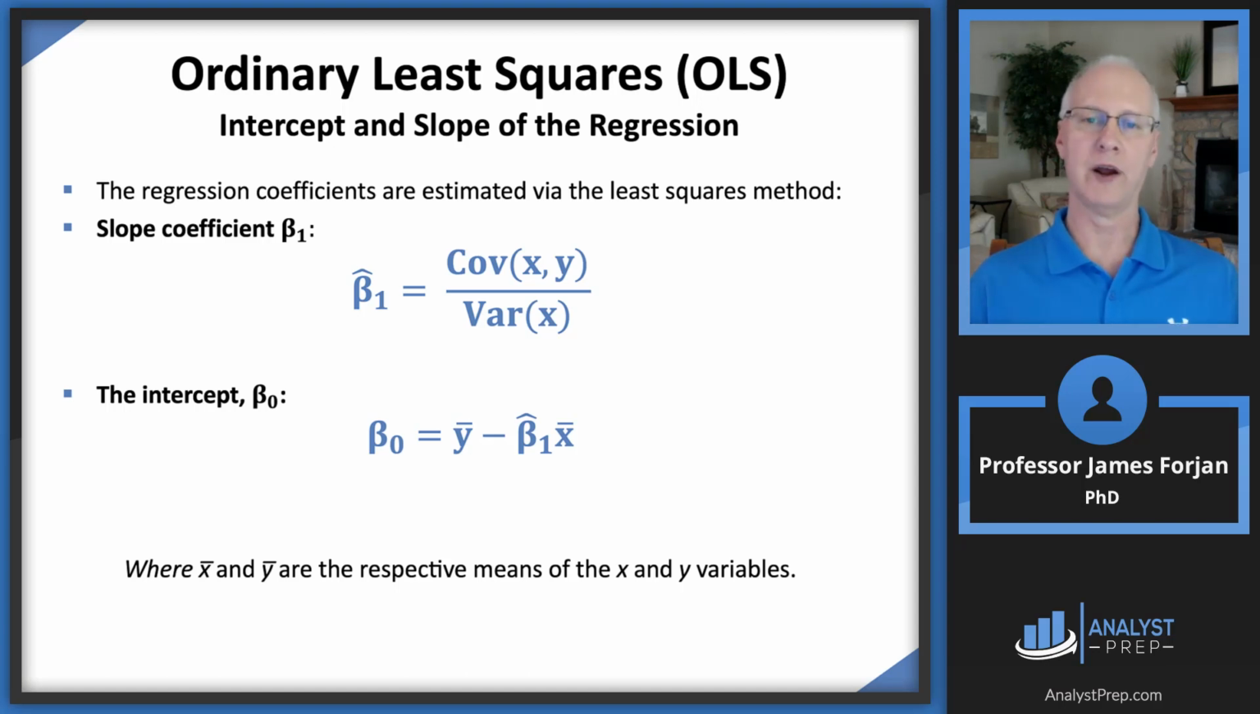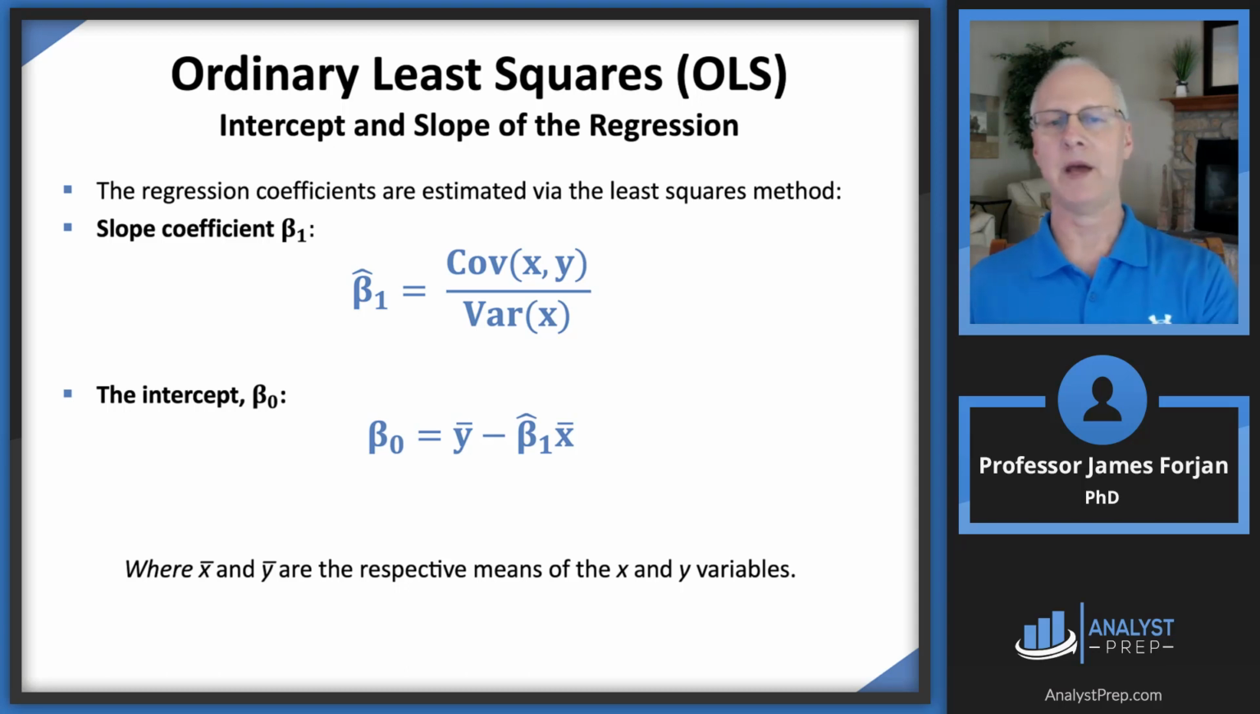And remember that covariance can be positive or negative. I showed you how to calculate covariance back in, I think it was just the previous chapter, and then that's going to be divided by the variance of the independent variable. And then you kind of back into the intercept term.